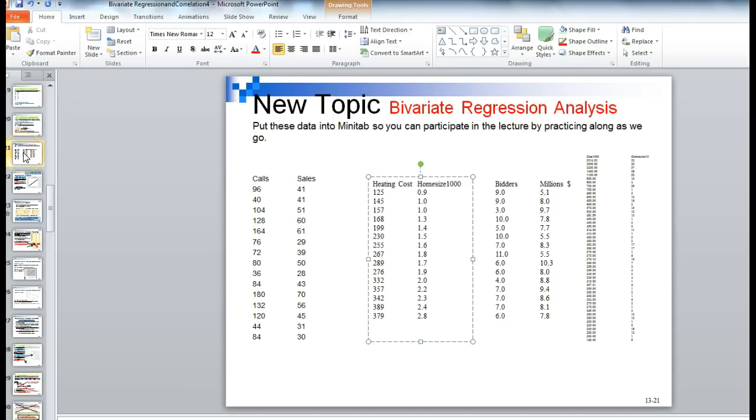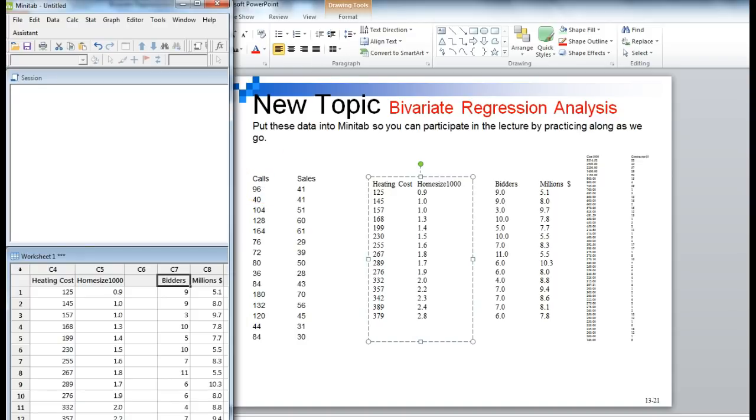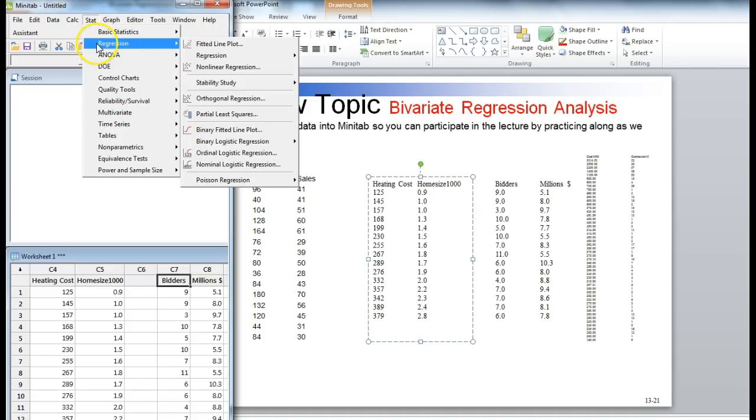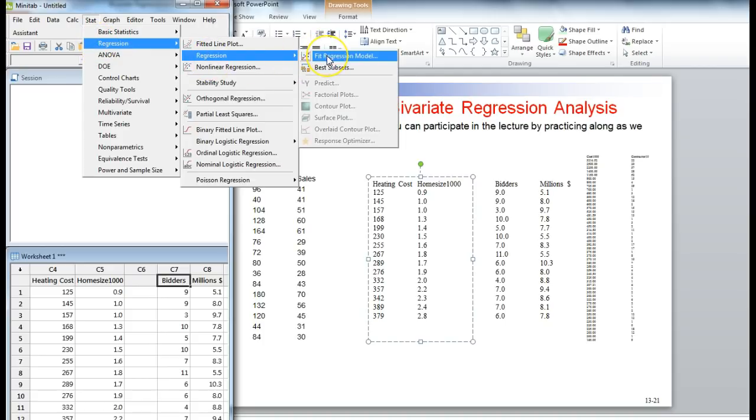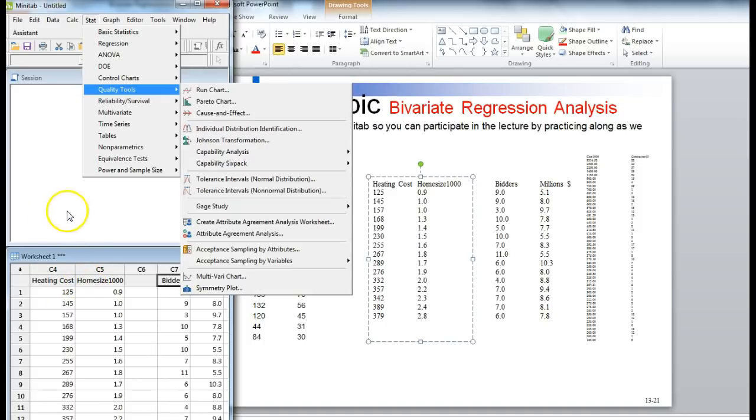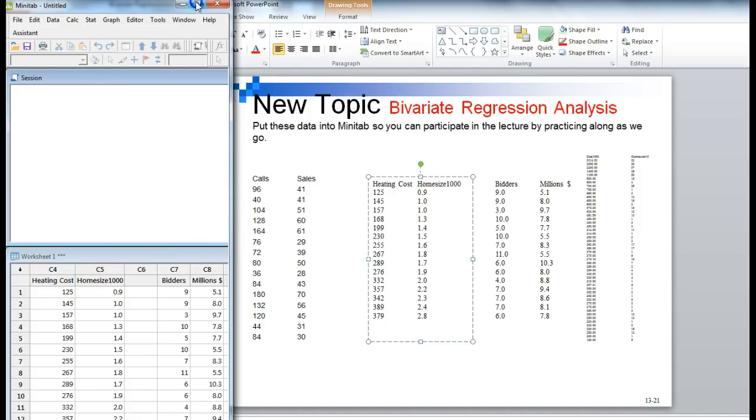So we're right here on about lecture slide number 21, and we will be finishing it all the way through lecture slide number 60 or so. But here on this first one, I've put the data easily copy and pasteable into Minitab, so that if you'd like to follow along as we go, you can do that as well. Just copy paste into Minitab, and then as we go you can do, say, Stat, Regression, Fit Regression Model, stuff like that. Okay, so that's some of the menu things that we're going to be doing today.